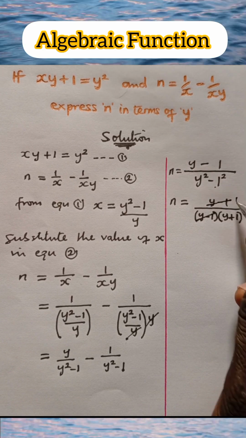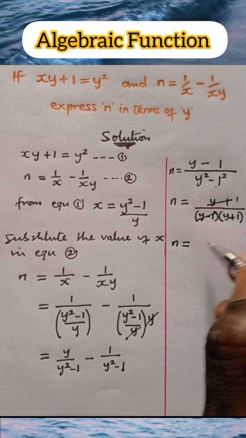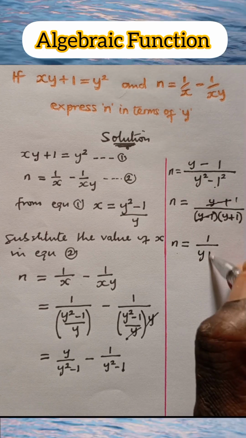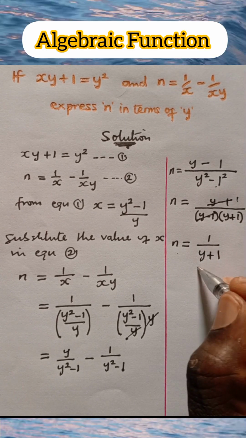We simply strike out this, so that we have n equal to 1 all over y plus 1. And this becomes our final answer.